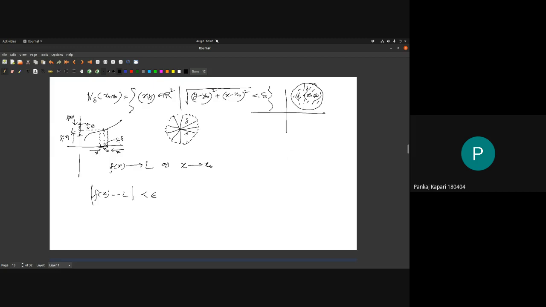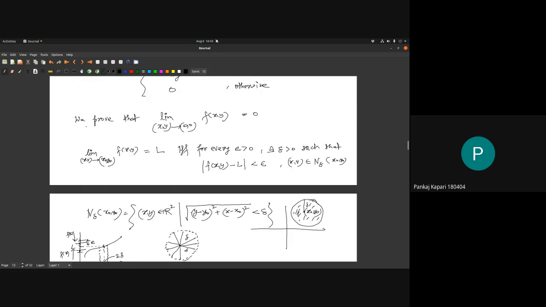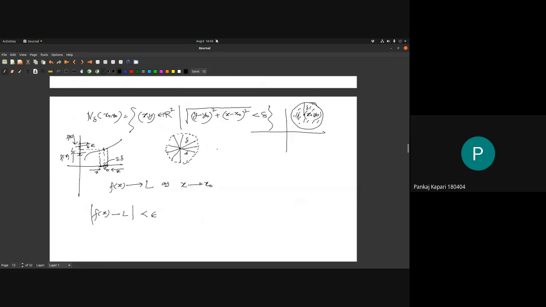Okay, so epsilon we can choose as small as possible. You can choose any epsilon, however small it is. For that particular epsilon, there has to be some delta. Okay, so in this particular problem, we will prove this for a given function. But this is a function of two variables. Okay, so what we'll do, we'll write that take any epsilon positive.